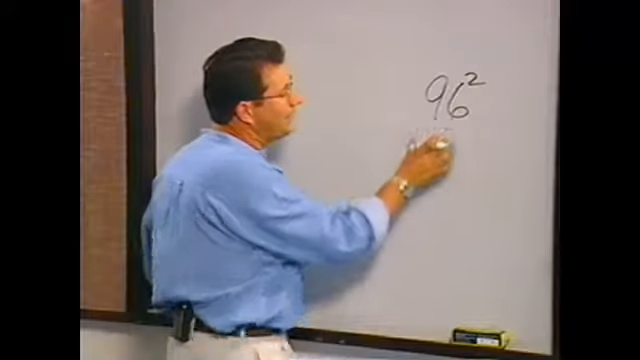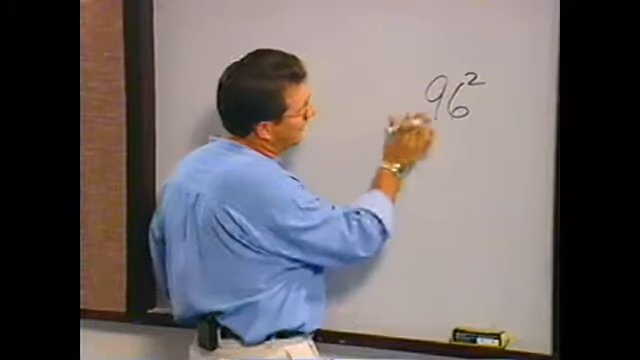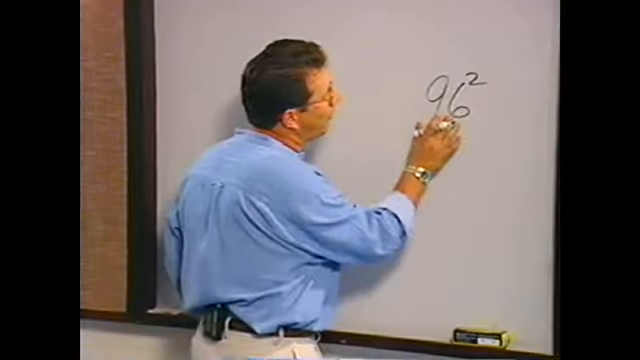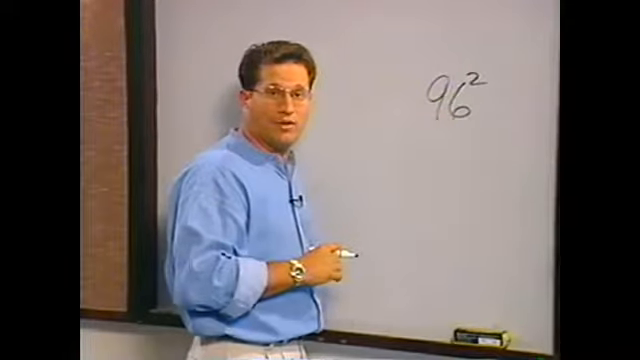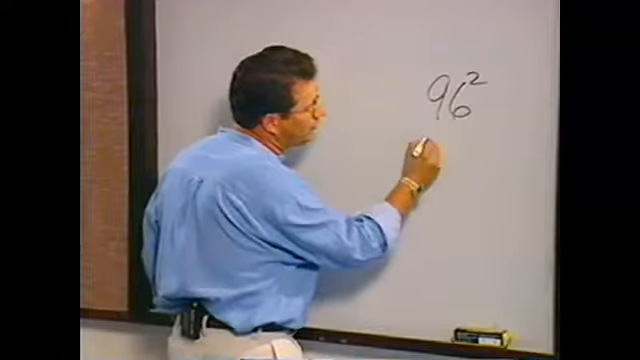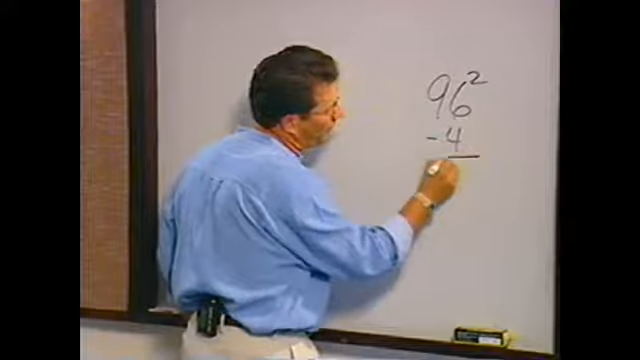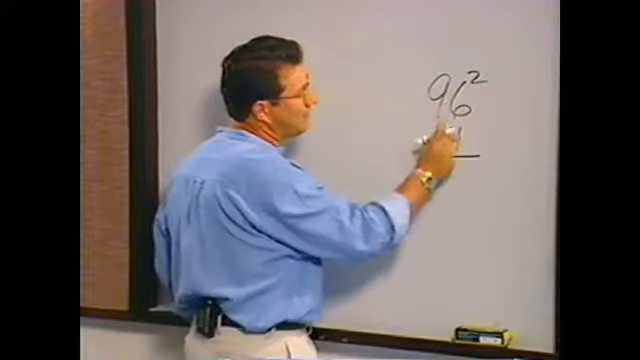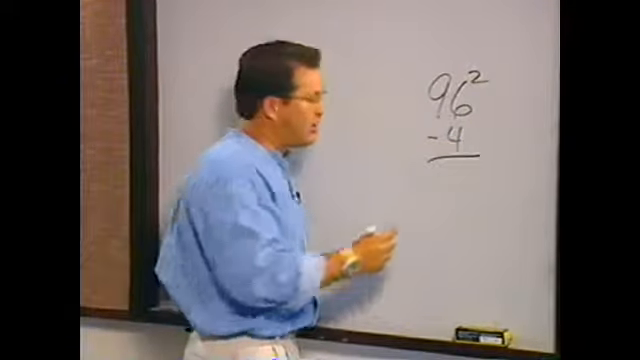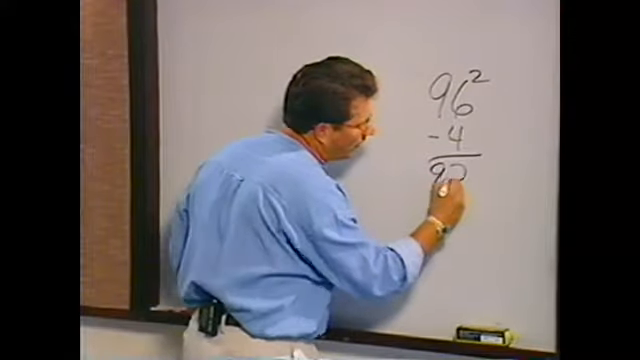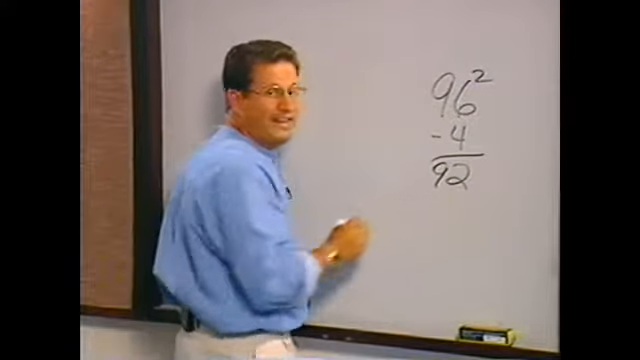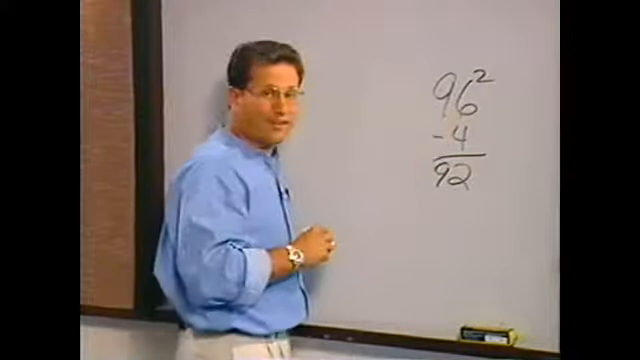Here's how it works. 96 squared. Just look at 96 and say, okay, how far away is 96 from 100? Well, the answer is 4. So all you do is you put a little minus 4 below it. Now, what's 96 minus 4? The answer is 92. That is the first two digits in the answer to 96 times 96.